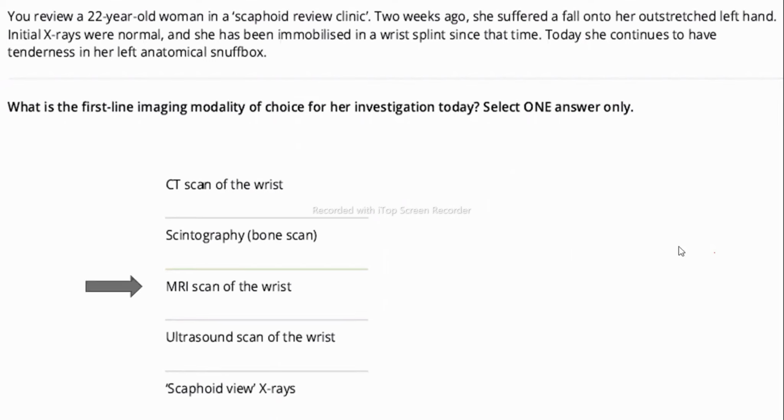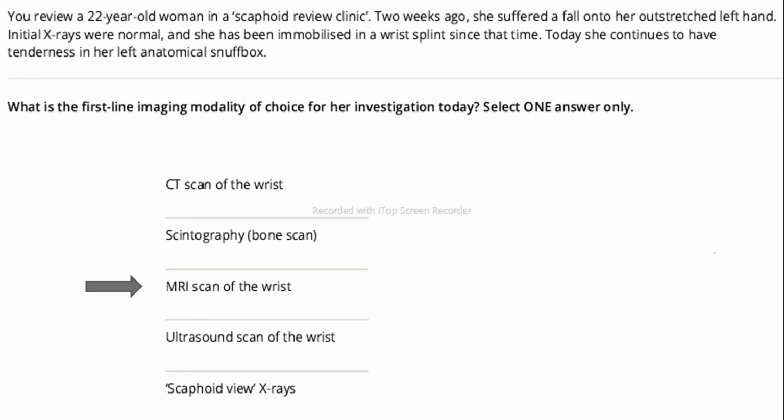If MRI is not available, CT scan of the wrist. If CT scan is not available, scintigraphy, bone scan. And if the patient will do a bone scan, what to do? Immobilize the wrist with a splint. Okay. There is an option.